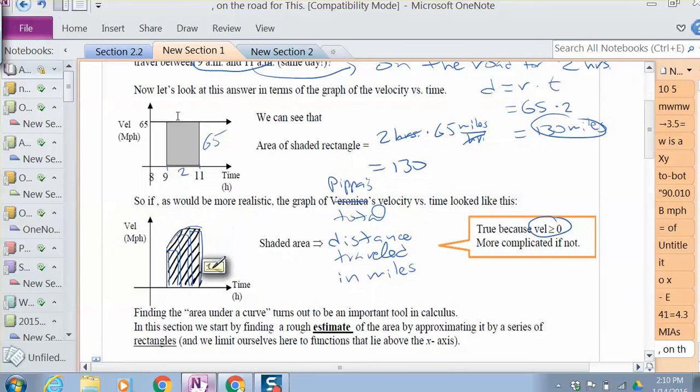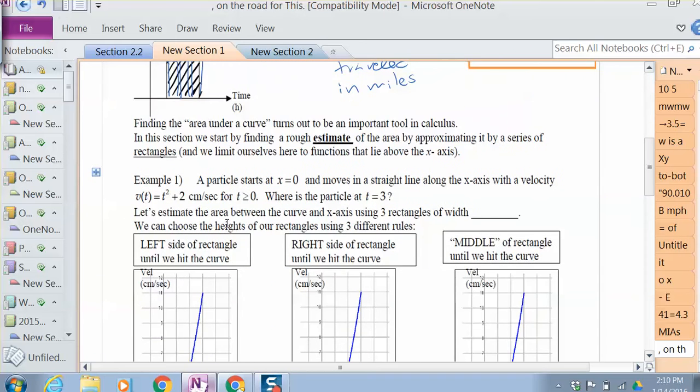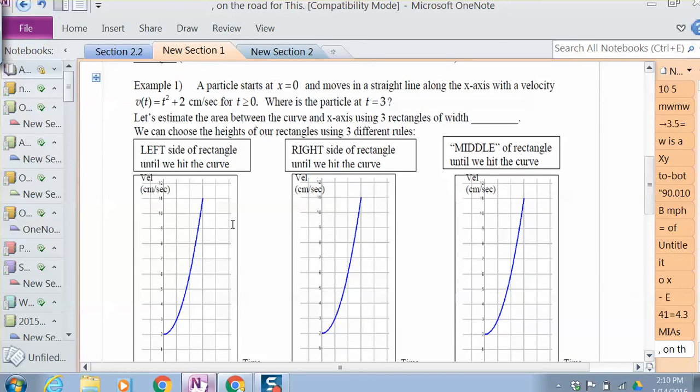Like over here we had a rectangle that was easy, just length times width. But for something a little wacky like this, I can imagine that the rectangle is inscribed and find those areas. So let's look at an example here. We have a particle starting at x equals 0. It's moving in a straight line along the x-axis with velocity of t squared plus 2 for t greater than or equal to 0. Where is the particle at t equals 3?